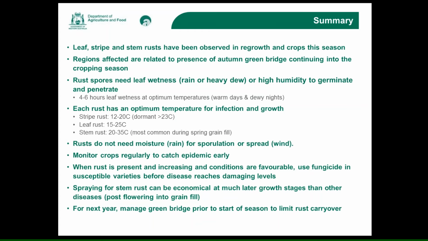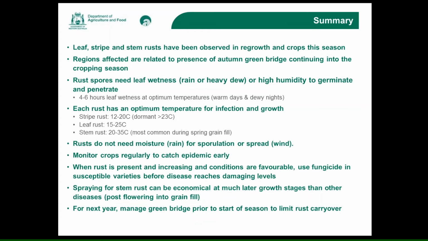I'll come on to the stem rust story about the economics of spraying at later stages, later on in the discussion. But the final thing I wanted to talk about in this summary was what do we do for next year? Well, we know there's a lot of inoculum around this year, so what we need to be thinking about is actually doing a better job of managing the green bridge prior to the start of the season to try and limit that rust carryover from the green bridge into the cropping.